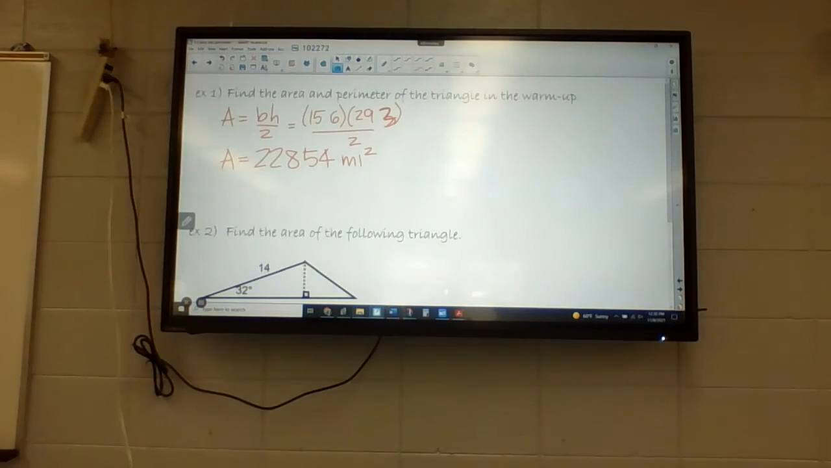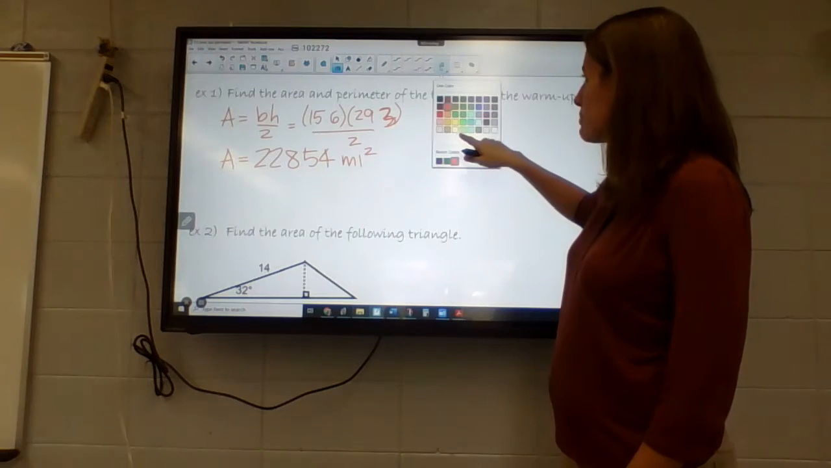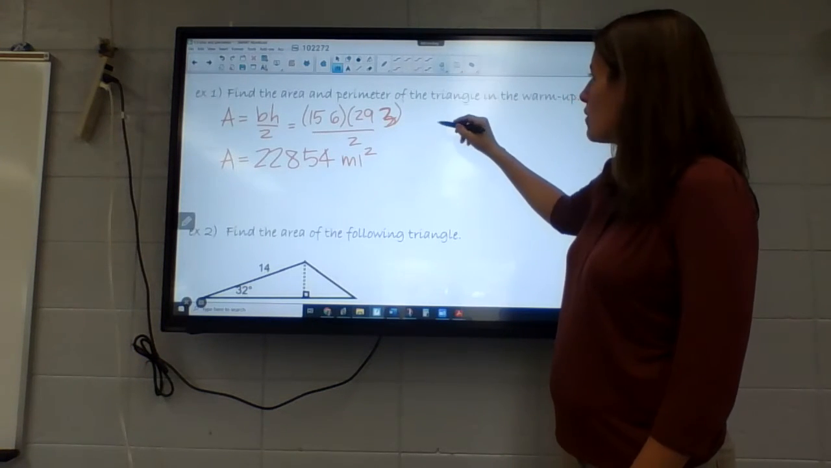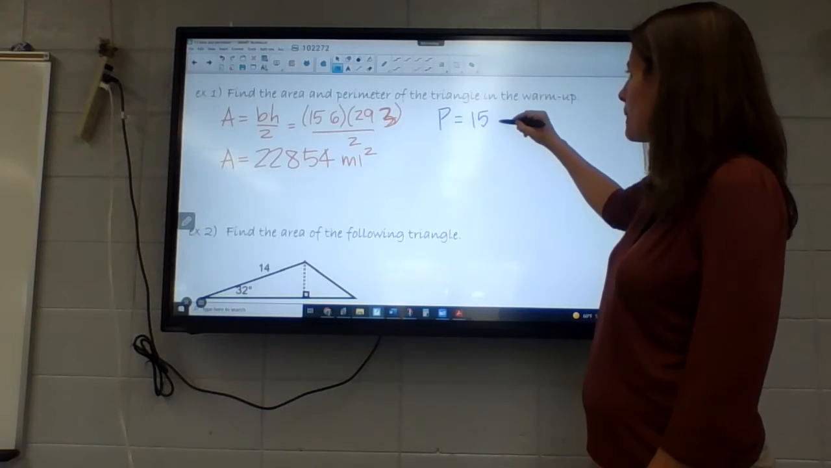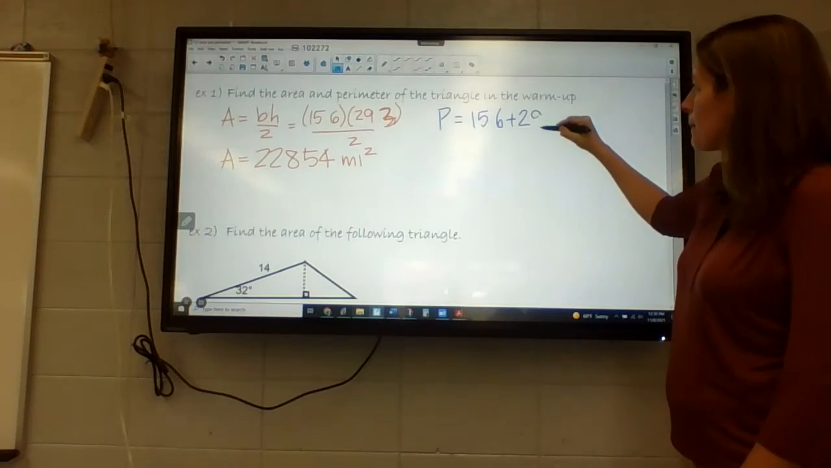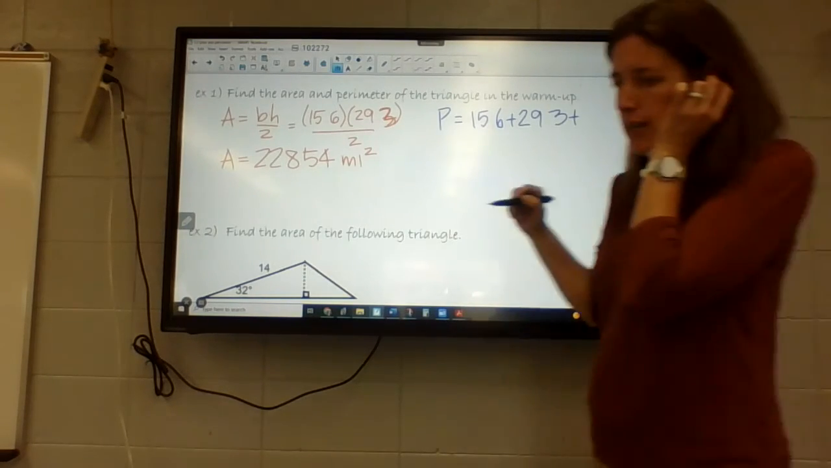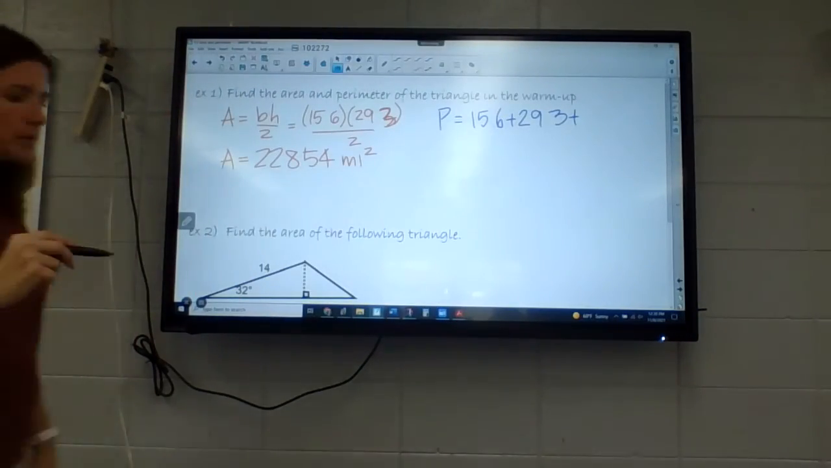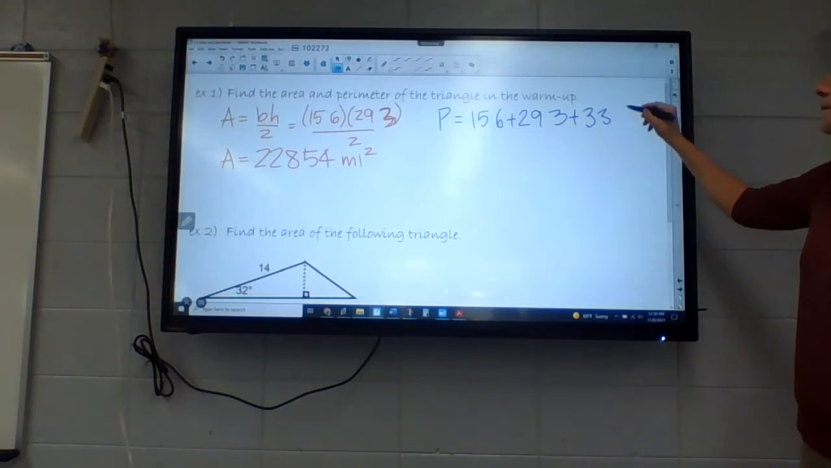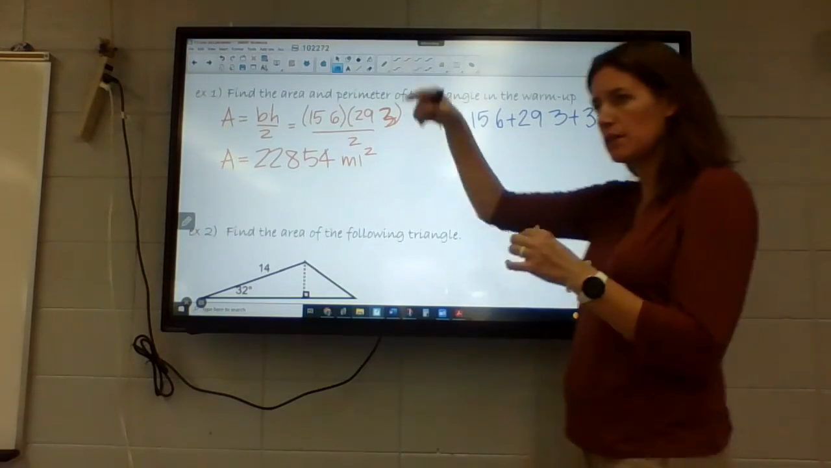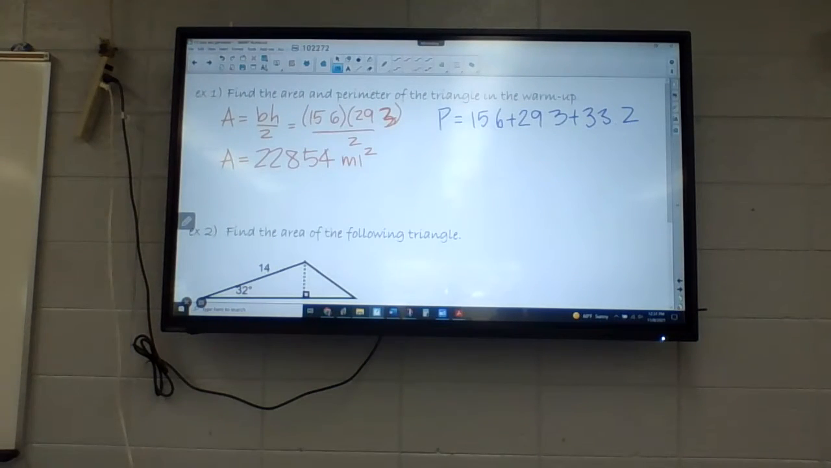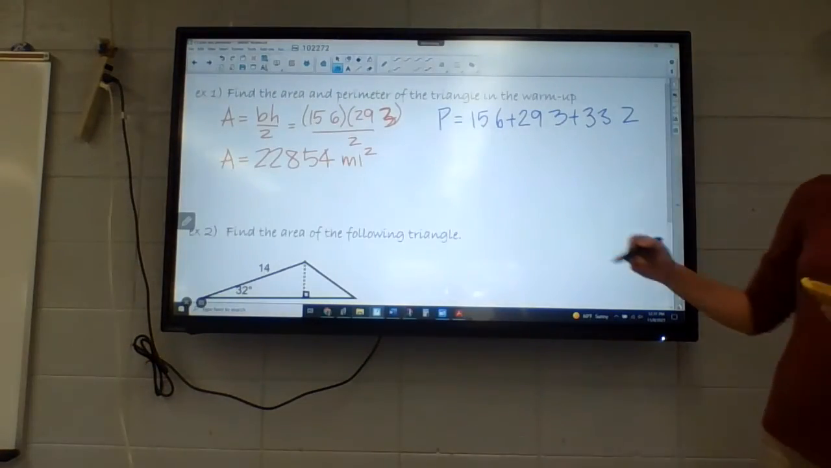Triangle. And then perimeter is just the distance around the outside. And we should know that now because we found those other measurements based off of what we had before. So we're just basically adding up the outside. What was the third side? I can't see mine. 33 point what? Thank you. And now distance around, again, we're talking about going around, so we would just add those up. So we get 78.1, and then that would be miles just in that case.